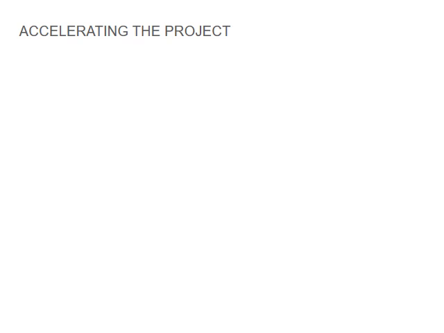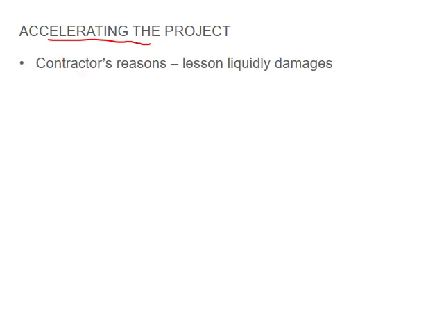Hi guys, this is a video specifically aimed at the last section of Unit 4 where we're looking at acceleration of a project, and I'm going to go through the steps of calculating the acceleration. First things first, the contractor has certain reasons why he would want to accelerate, and basically he just wants to make more money and get a better cash flow by getting off the site quicker.